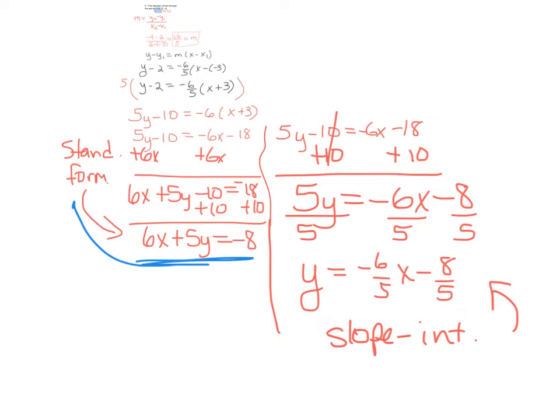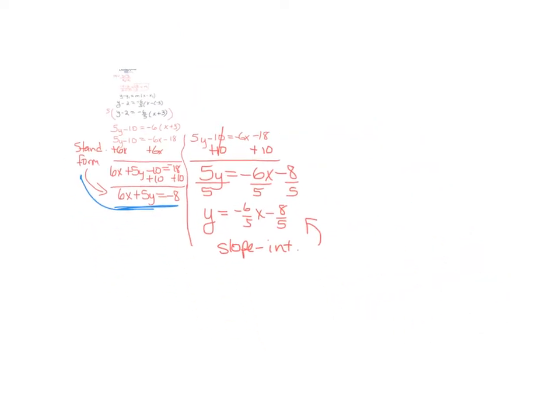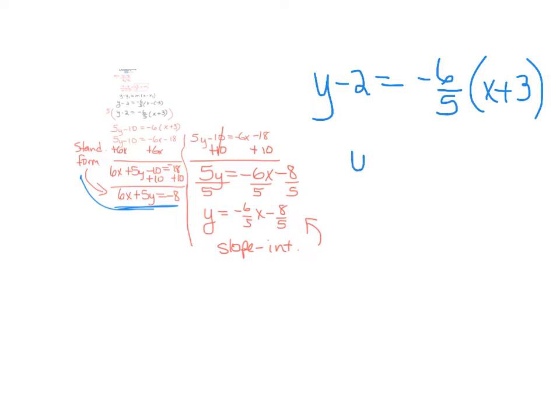Let's try another example. Yes? Okay. So let's say we didn't get rid of the fraction. So let's say up at this point where it was y minus 2 and it was negative 6 over 5 x plus 3. So let's say we didn't clear the fraction. So let's distribute. Y minus 2 equals negative 6 over 5x minus 18 over 5. To isolate y, I need to add 2.